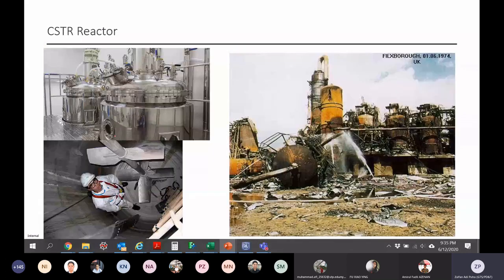What else? You have a CSTR reactor, continuous stirred tank reactor. It's basically the same as a batch reactor, but we have a continuous in and a continuous out, and then this is U, for example.